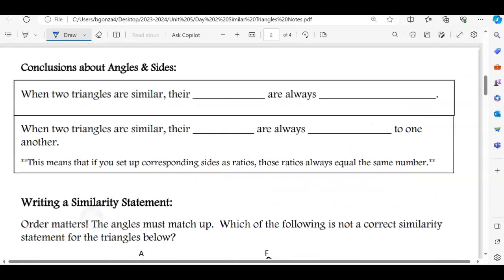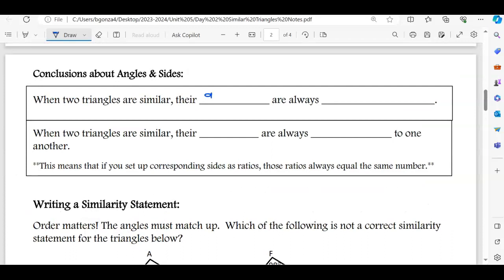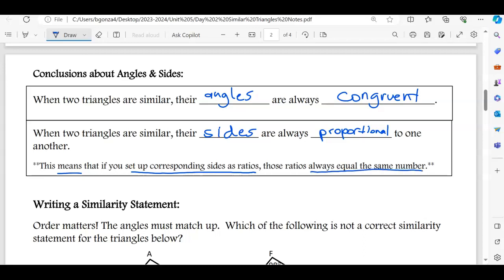Let's write this down real quick. When two triangles are similar, their angles are always congruent. So the angles are always the same between two similar triangles. But their sides are not the same. The sides are proportional to one another. What does proportional mean? If you set up corresponding sides as ratios, the ratios always equal the same number, just like we just did, right? 2/3, 2/3, 2/3, same ratio, same number.